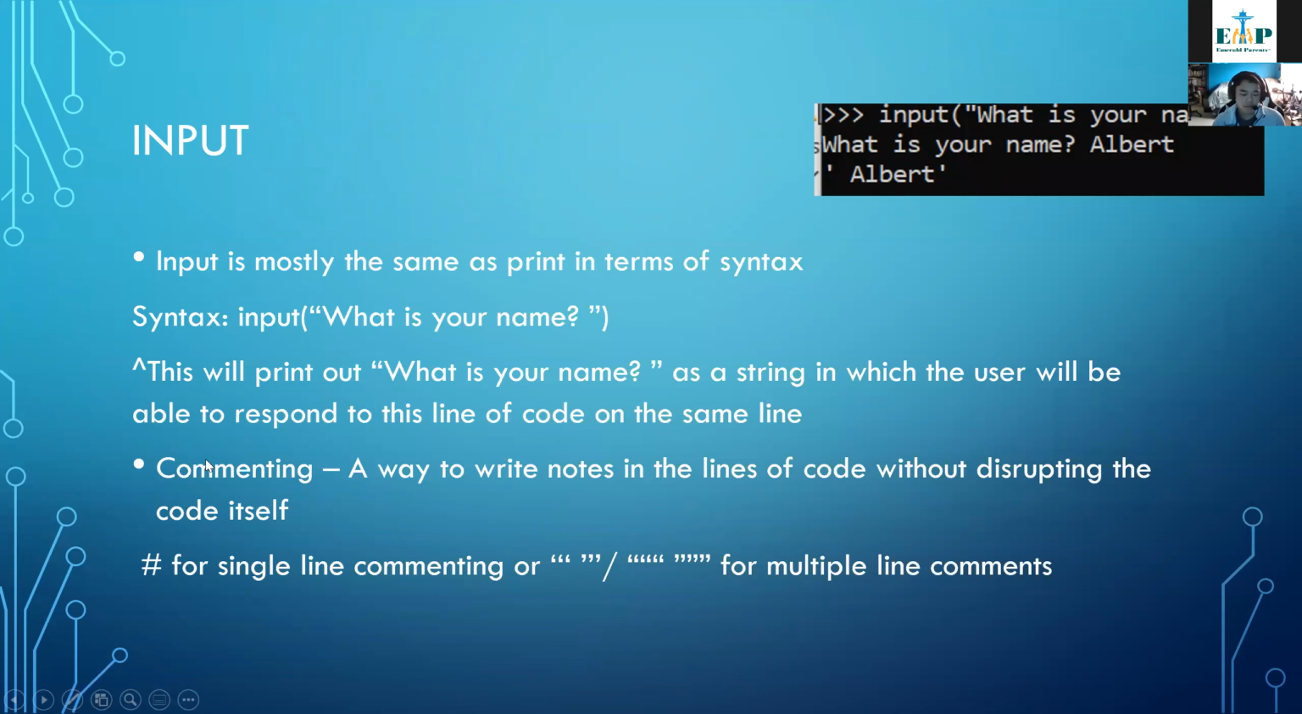Something else that's important, but isn't necessarily connected to input, is commenting. It's what you saw, those orange lines of code in the VS Code that I use. It's just a way to write notes in the lines of code without disrupting the code itself. So it won't actually read those lines. It's just for you and organization purposes. And you want to use a number sign for single line commenting.